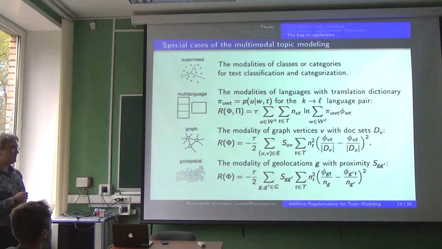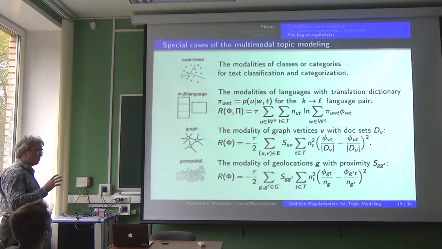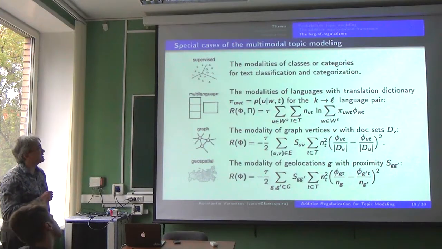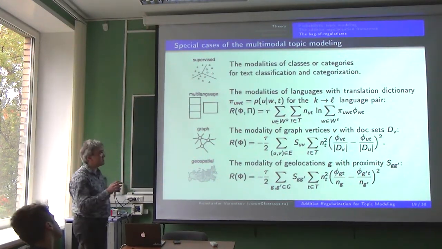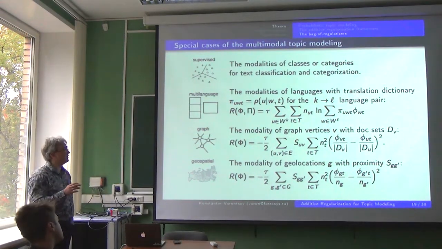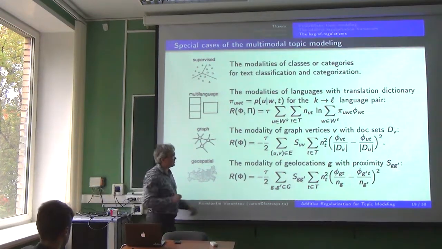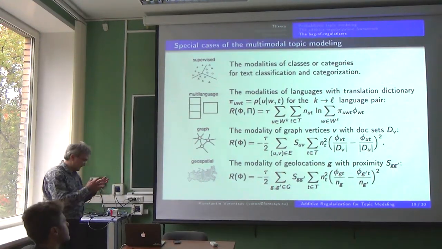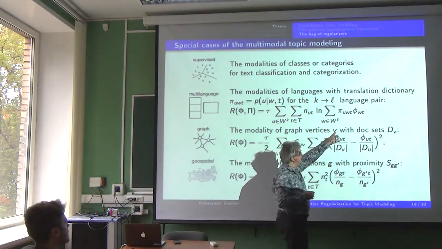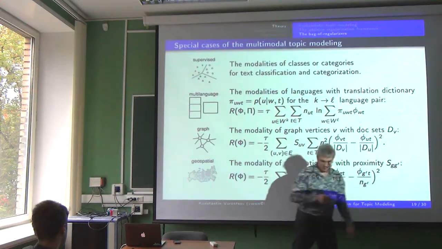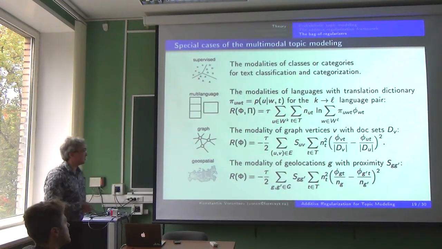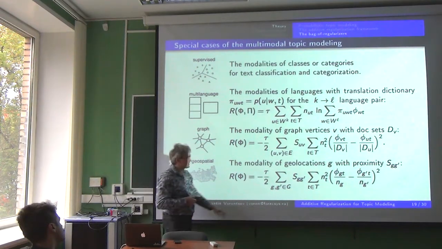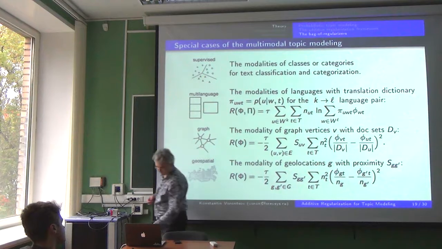There are many cases for multimodal topic modeling. Modalities can be classes or categories for text classification and categorization. Modalities can be languages in many multilingual applications of topic models. Modalities can be, for example, graph vertices if we want to use additional information about links between documents. Each vertex has its own set of documents, and we describe the links between documents. A particular case of this regularizer is geospatial models, which take into account geolocations of documents, for example, in social networks.